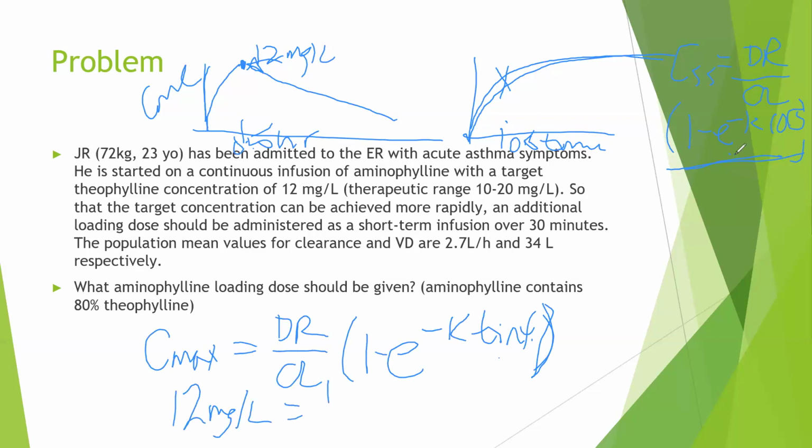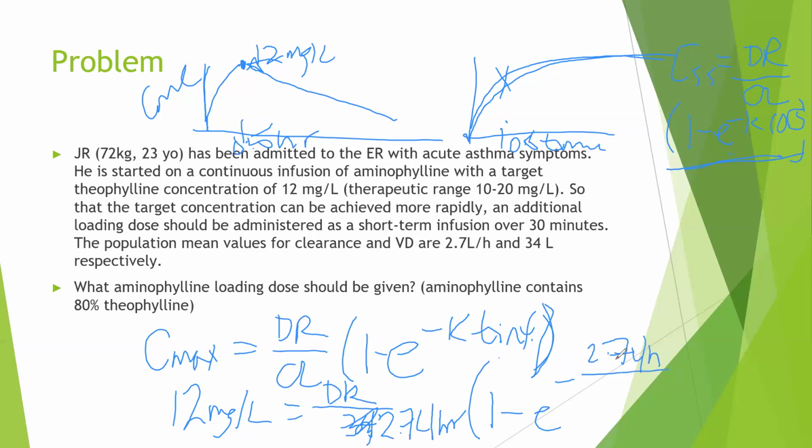Our dose rate is going to be our infusion rate, and our clearance we were given is, sorry, 2.7 liters per hour, times 1 minus e to the negative k. Now, what's our negative k here? K is clearance over volume, right? So clearance is 2.7 liters per hour, and volume is 34 liters, so that works out to be point something per hour. And then we're going to multiply this times 0.5 hours.